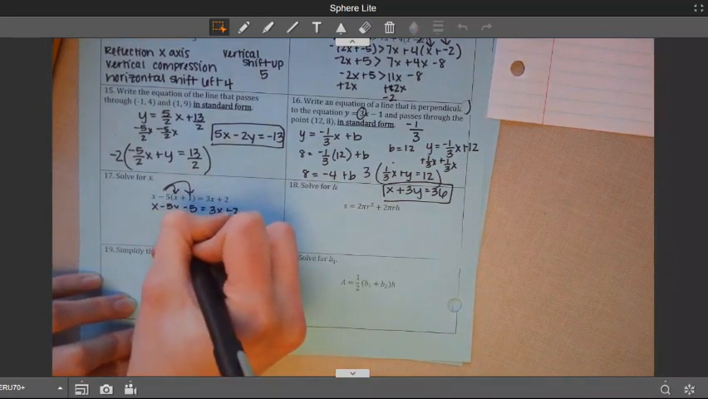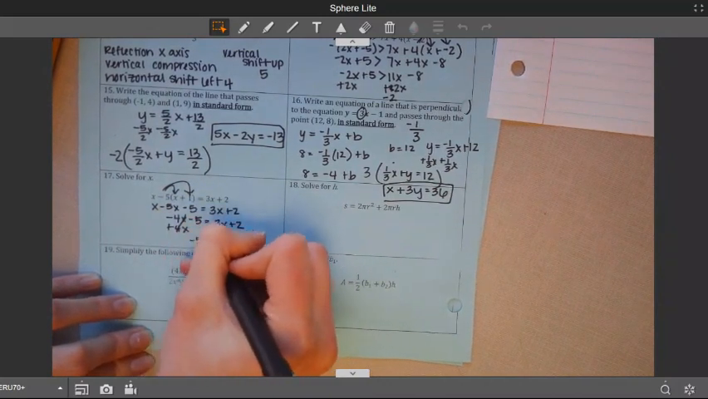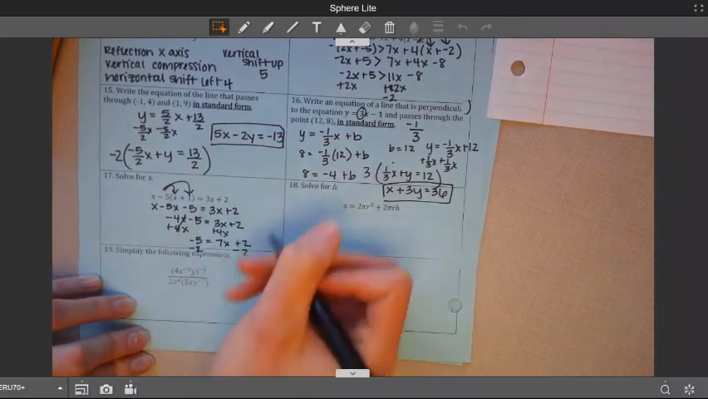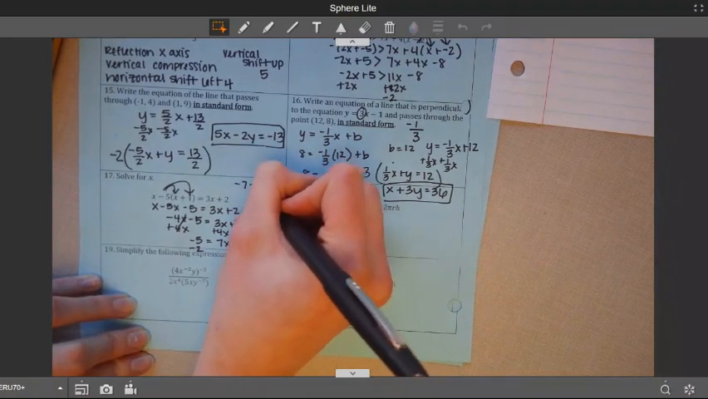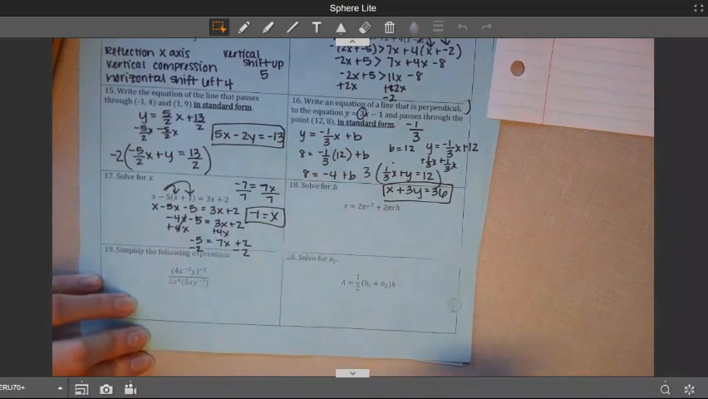Move my variable, add the smaller variable to both sides. I get negative 5 is equal to 7x plus 2. Subtract 2, subtract 2. Negative 7 is equal to 7x. Divide by 7, divide by 7. Negative 1 is equal to x.